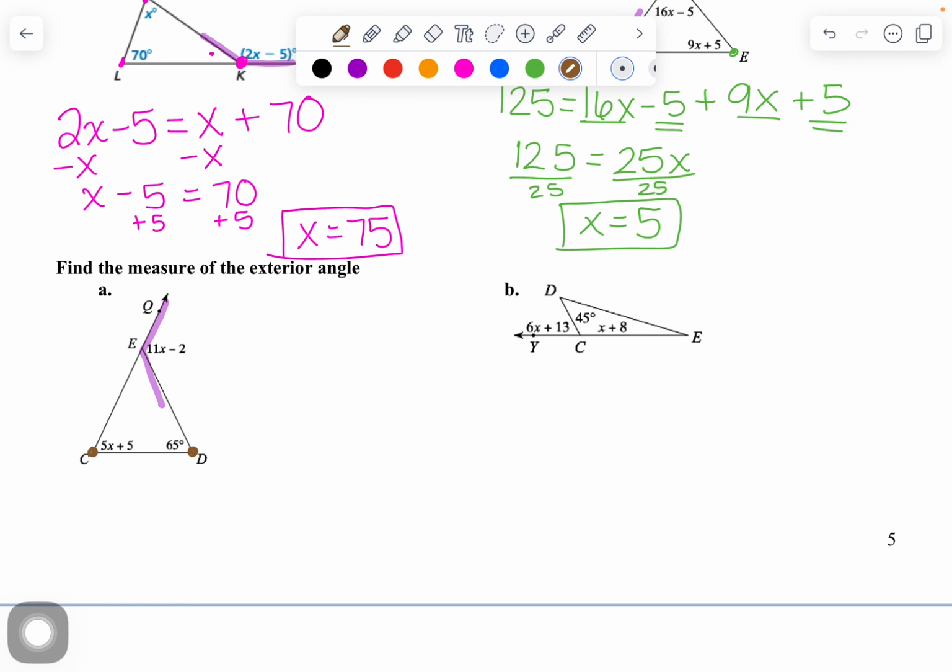So, exterior angle equals the two inside, not right next to it, added together. Sometimes you might need to both combine like terms and still have variables on opposite sides of the equal sign.